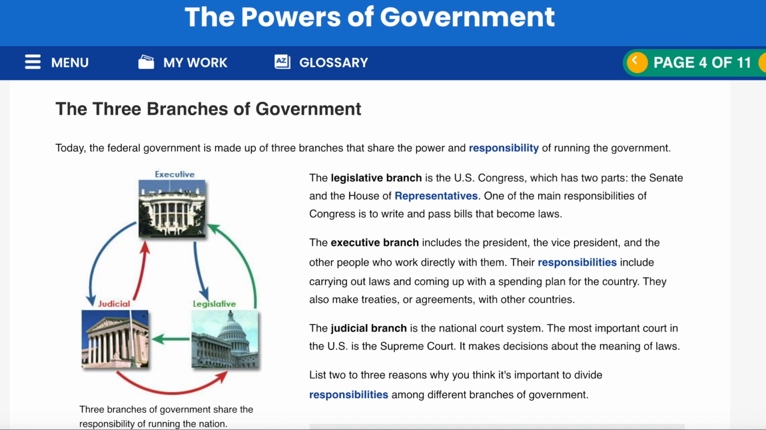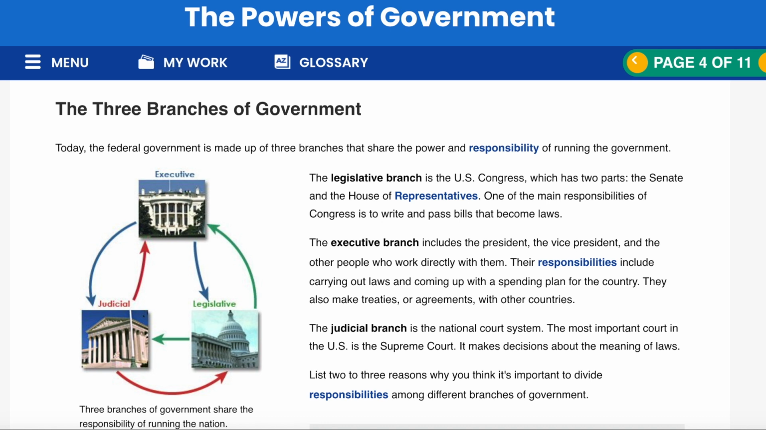Three branches of government. Today, the federal government is made up of 3 branches that share the power and responsibility of running the government. The legislative branch is the U.S. Congress, which has 2 parts, the Senate and the House of Representatives. One of the main responsibilities of Congress is to write and pass bills that become laws.